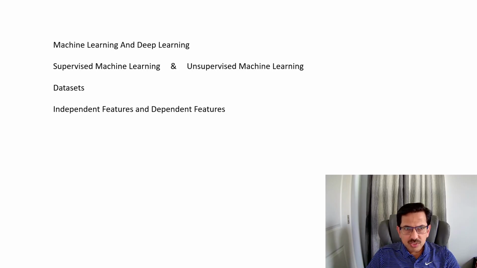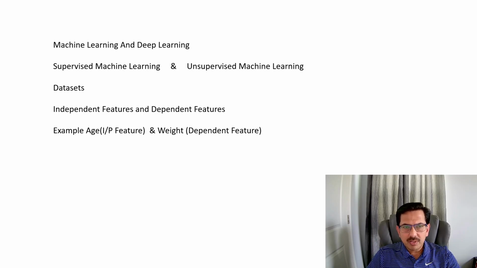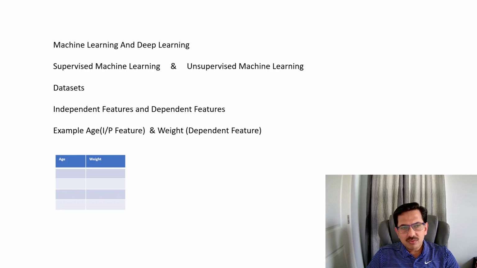For supervised machine learning, when you are dealing with the data sets, in that data set you will have two important features. One is called independent features, another is called dependent features. Now, we'll give some examples so that you can understand what the independent features and the dependent features are. For example, age and weight. In this case, we have the age parameter, which is our independent feature, because based on the age, we will capture the weight. So we know what our dependent feature is.